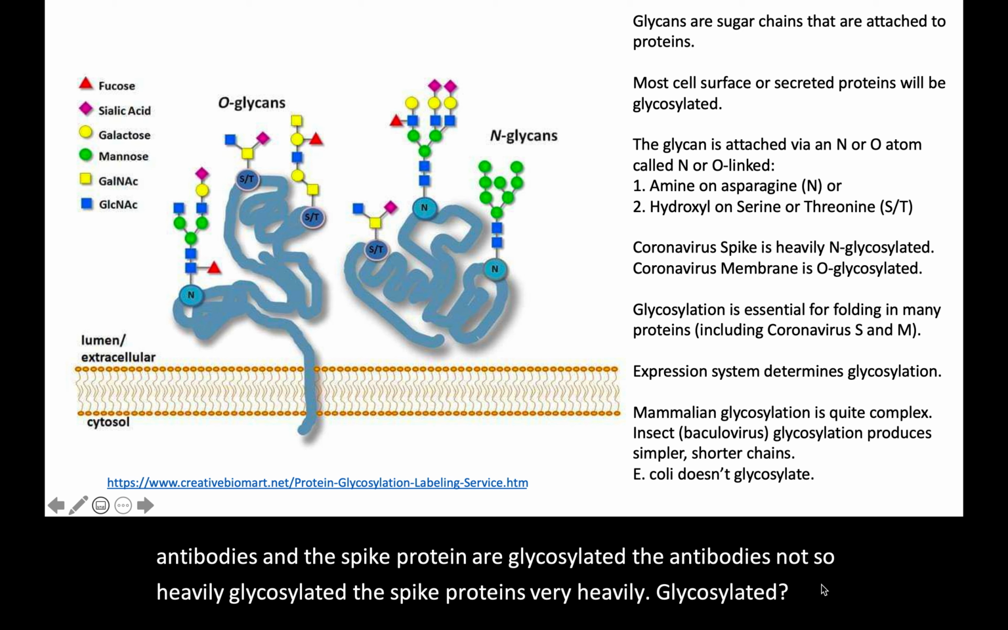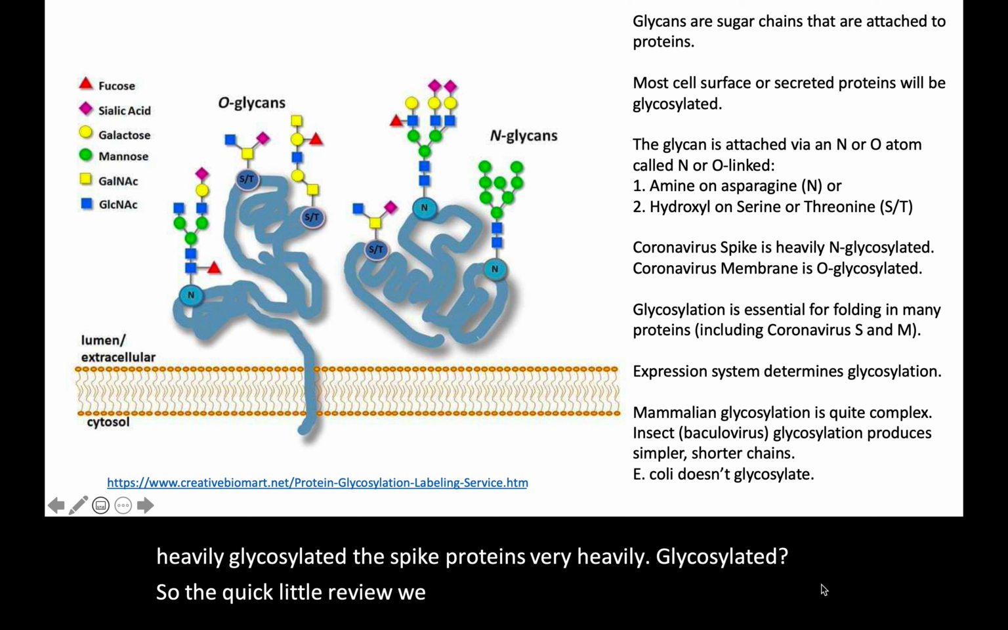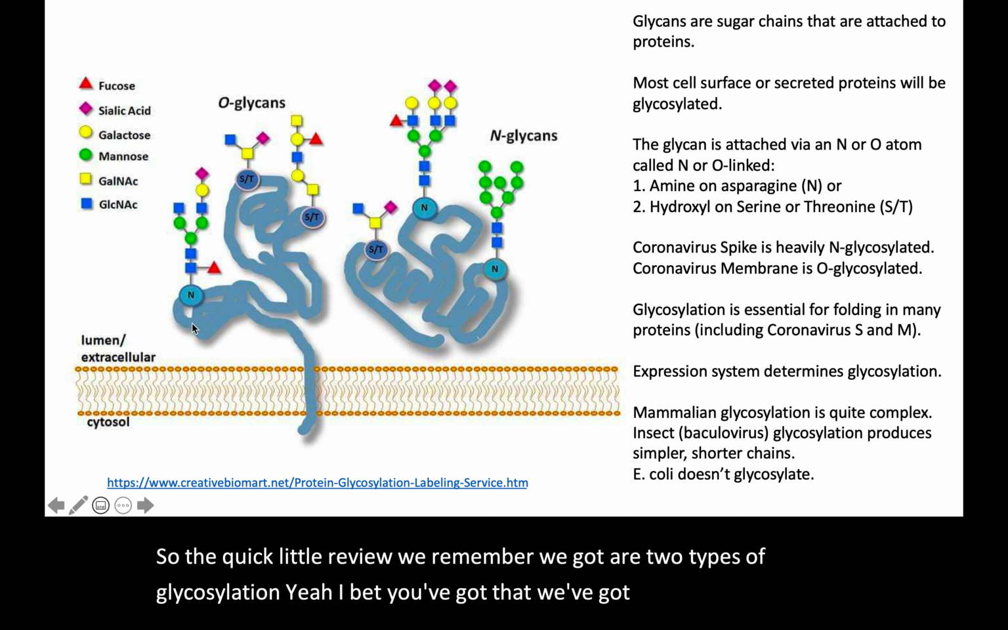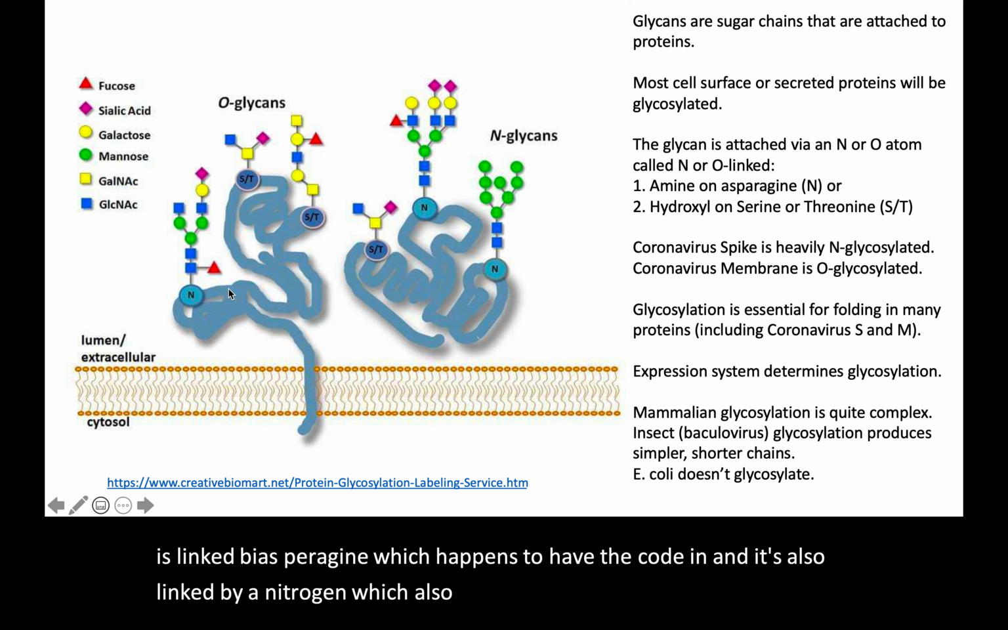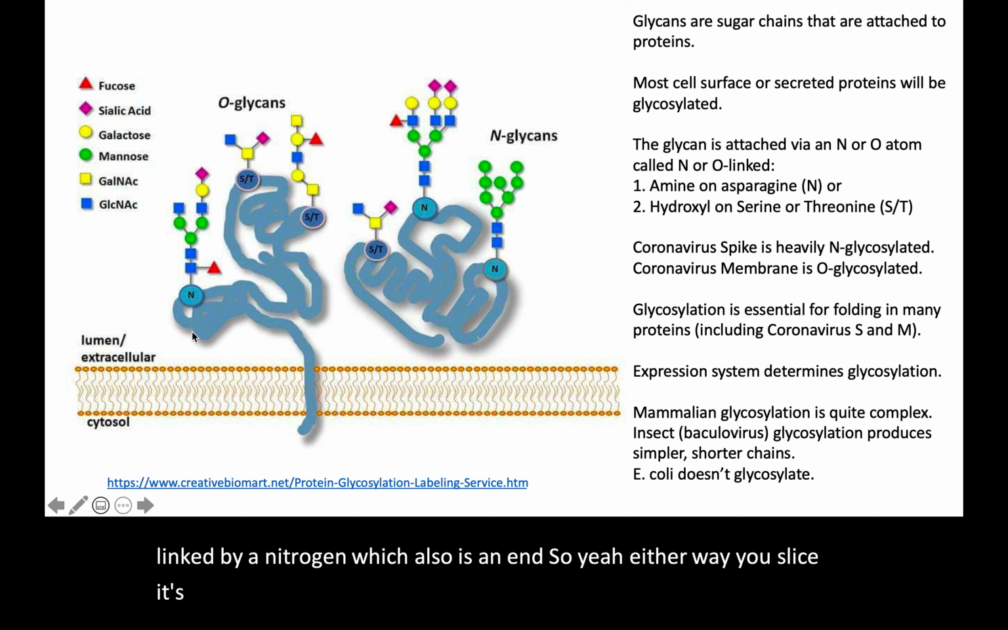So, quick little review. Remember we got our two types of glycosylation. We've got our N-linked, which is linked by asparagine, which happens to have the code N, and it's also linked by a nitrogen, which also is an N. So either way you slice it, it's definitely N-linked. That's the amine that's up here.